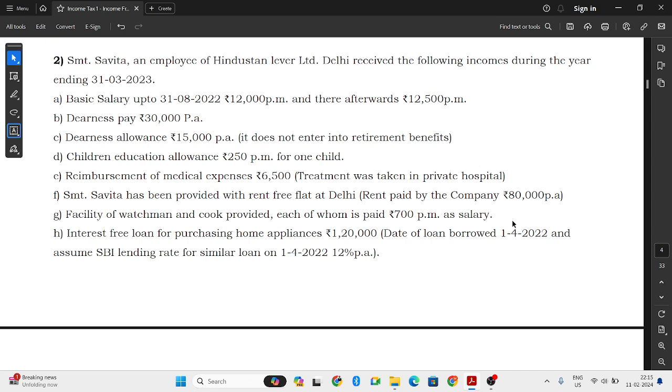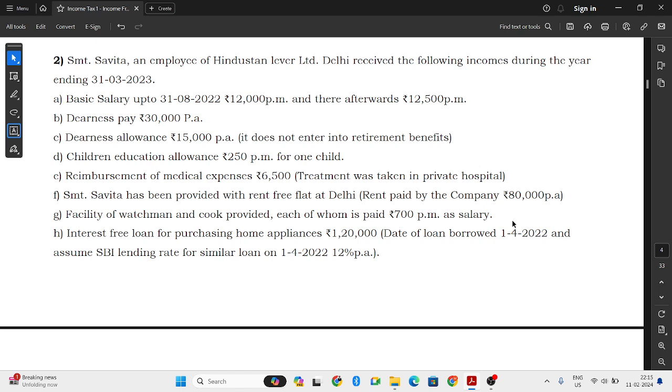From this particular video, we'll be starting the full-fledged problems in the salary chapter. These types of problems can be asked for section C questions. Srimati Savita, an employee of Hindustan Lever Limited, Delhi, received the following incomes during the year ending 31st March 2023.